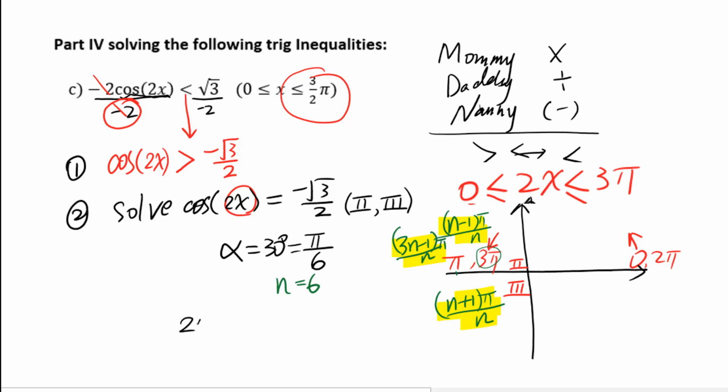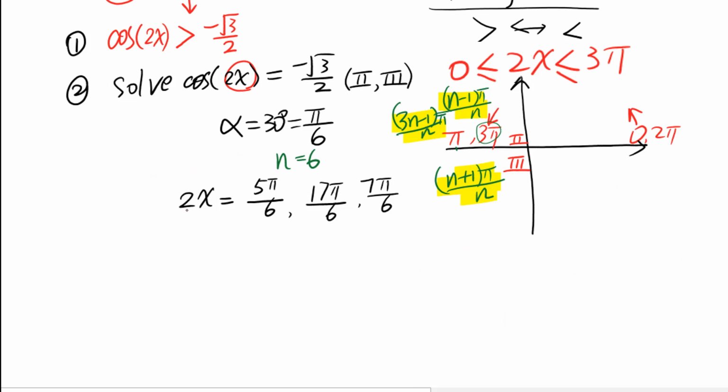You will get 2x equals 5 pi over 6, 17 pi over 6, and 7 pi over 6. Then we divide by 2 to get x. X equals 5 pi over 6.